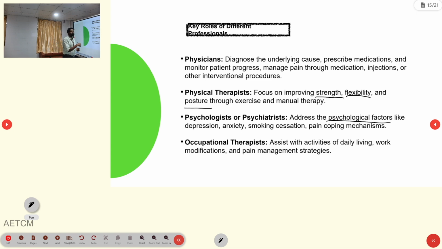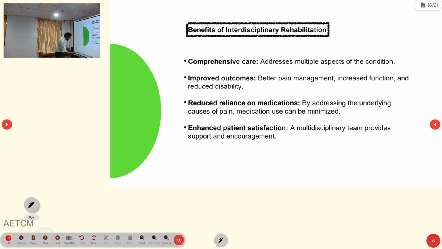So like I said before, improving the functioning of the patient and decreasing the disabilities is of core importance here. So improving the activities of daily living is very much important, along with modification and pain management strategies. So benefits of interdisciplinary rehabilitation: it's a comprehensive care, improves the outcome, reduces reliance on medication. So we have to bring down the use of medications as far as possible. So comprehensive interdisciplinary rehabilitation will suit that. Enhanced patient satisfaction. So this multidisciplinary team provides support and encouragement, so better satisfaction.